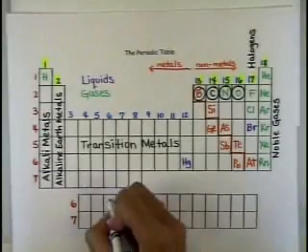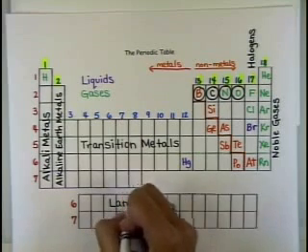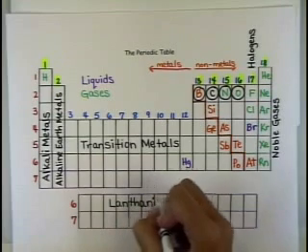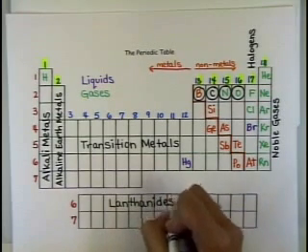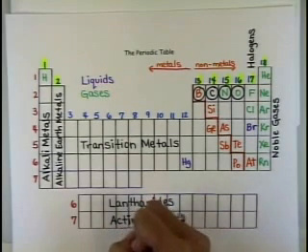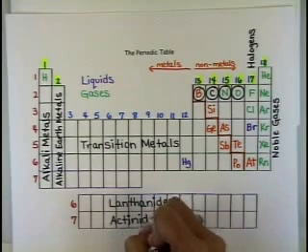Let's not forget the elements at the bottom of the table. They are known as the lanthanides and actinides. This is easy to remember because the element at the beginning of the lanthanides is lanthanum, and the element at the beginning of the actinides is actinium.